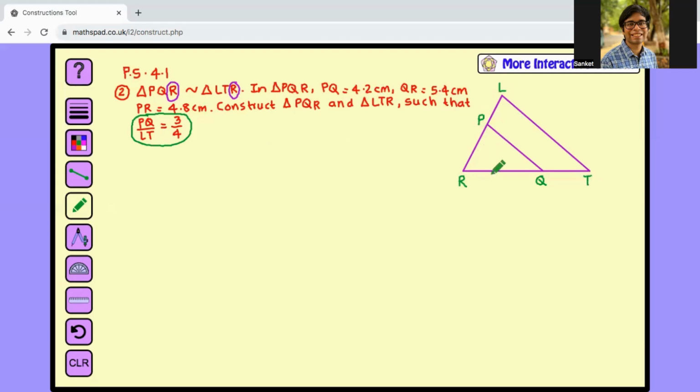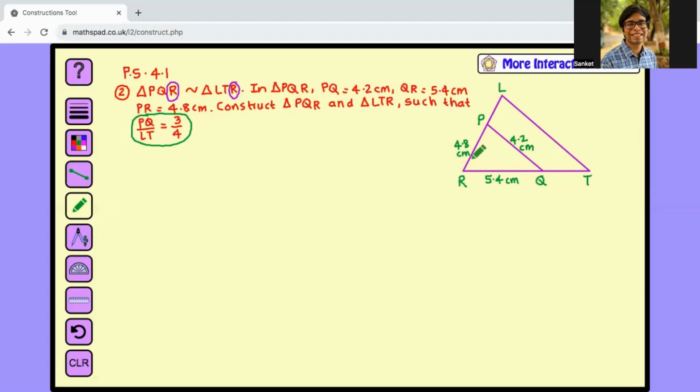Now I will also put down the measurements of the sides that I know for the smaller triangle. So QR is 5.4 centimeter. I'm going to put it down. PQ is 4.2 centimeter. I'm going to put it down as well. And PR is 4.8 centimeter. I'm going to put it down as well. Now I'm all set to start my construction.